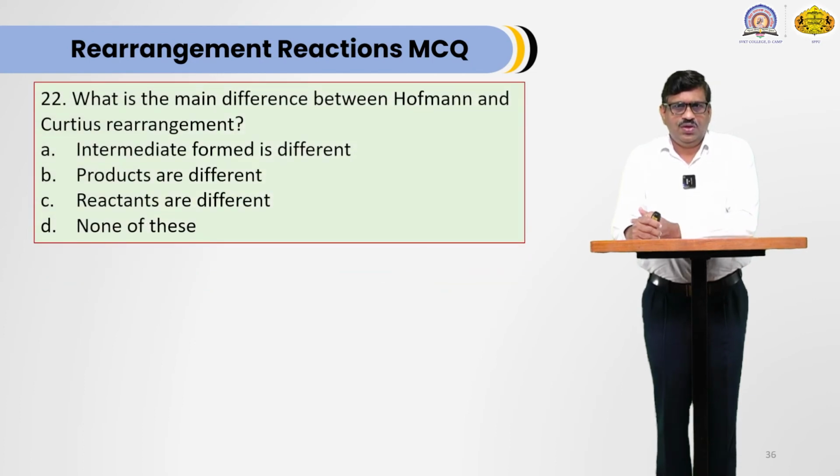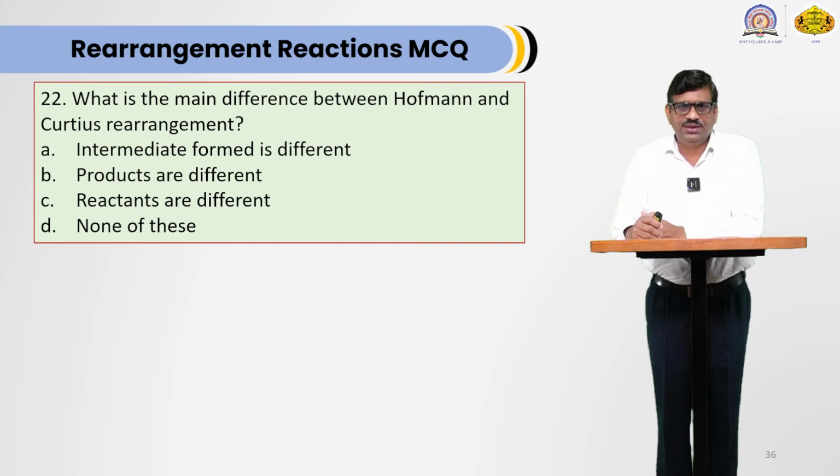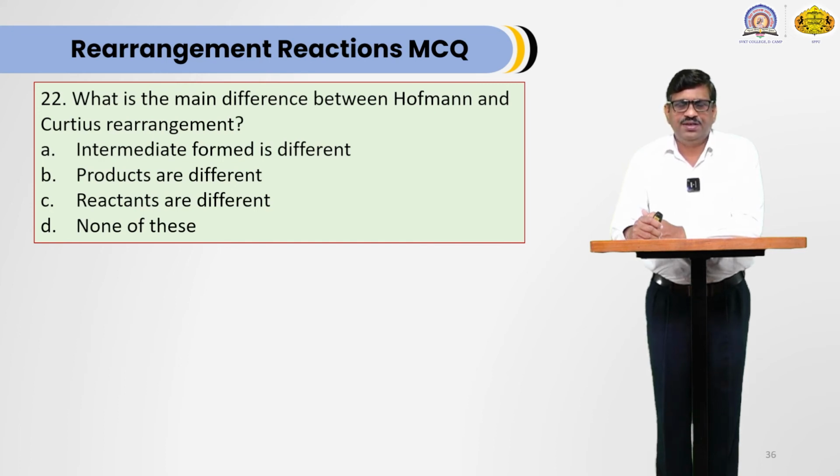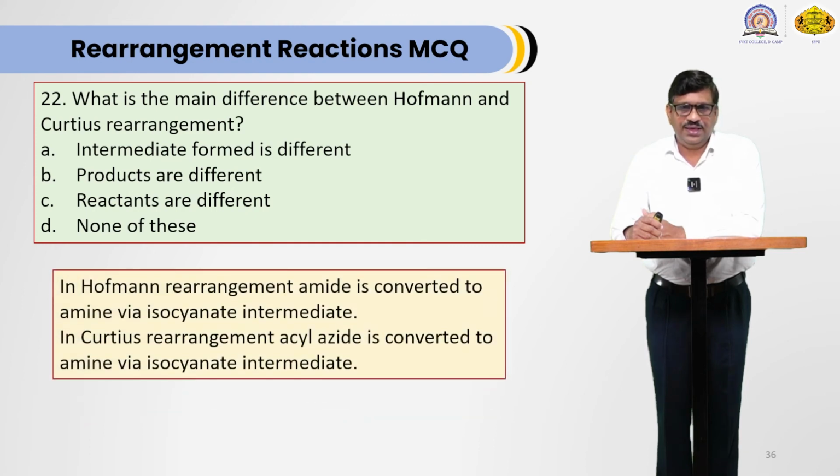Question number 22. What is the main difference between Hofmann and Curtius rearrangement? Option A, intermediate formed is different. B, products are different. C, reactants are different. D, none of these. We have to compare Hofmann and Curtius rearrangement. In both of these rearrangements, an isocyanate intermediate is formed. But in Hofmann rearrangement, amide is the starting material, and in Curtius rearrangement, acyl azide is the starting material. That's why reactants are different is the correct option.